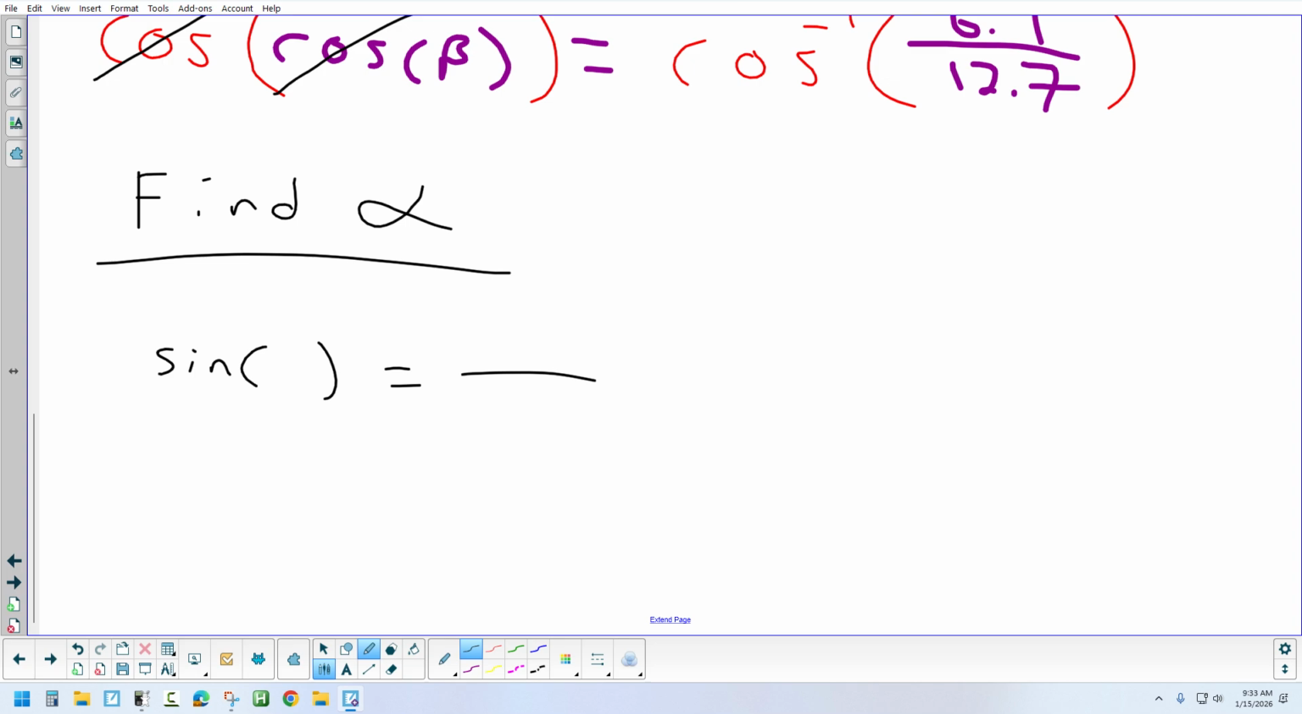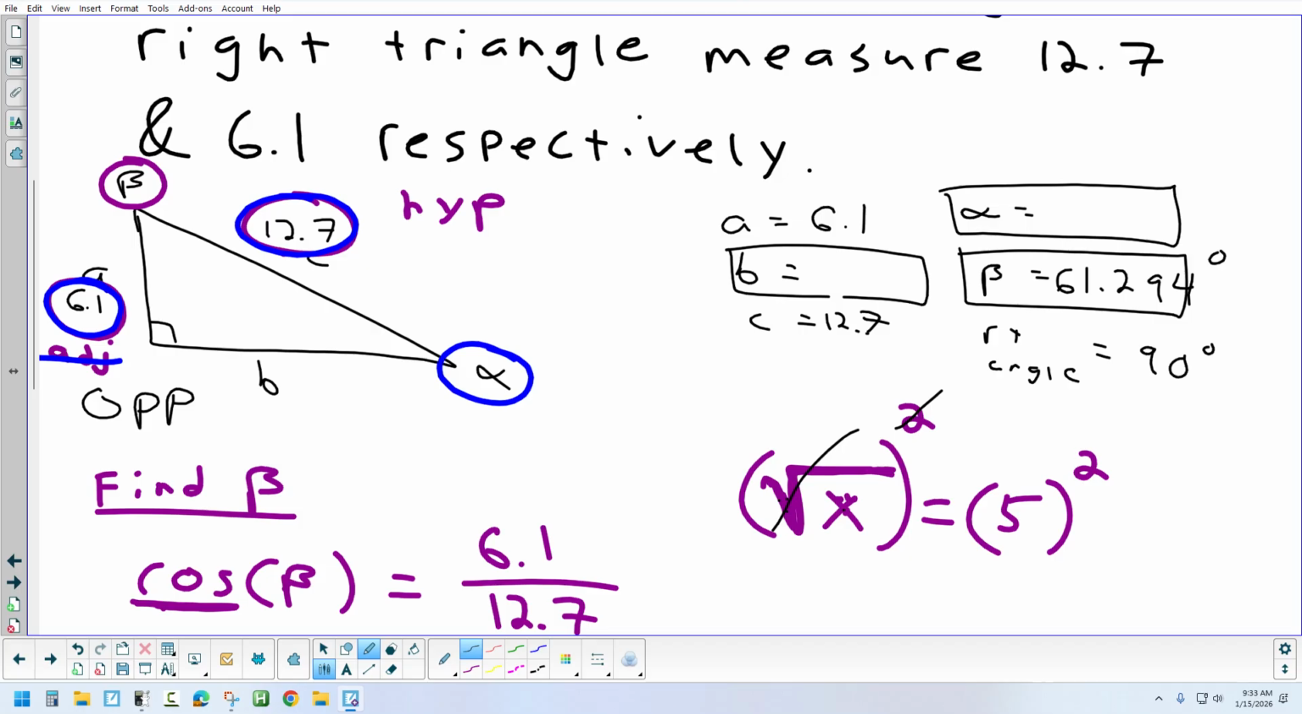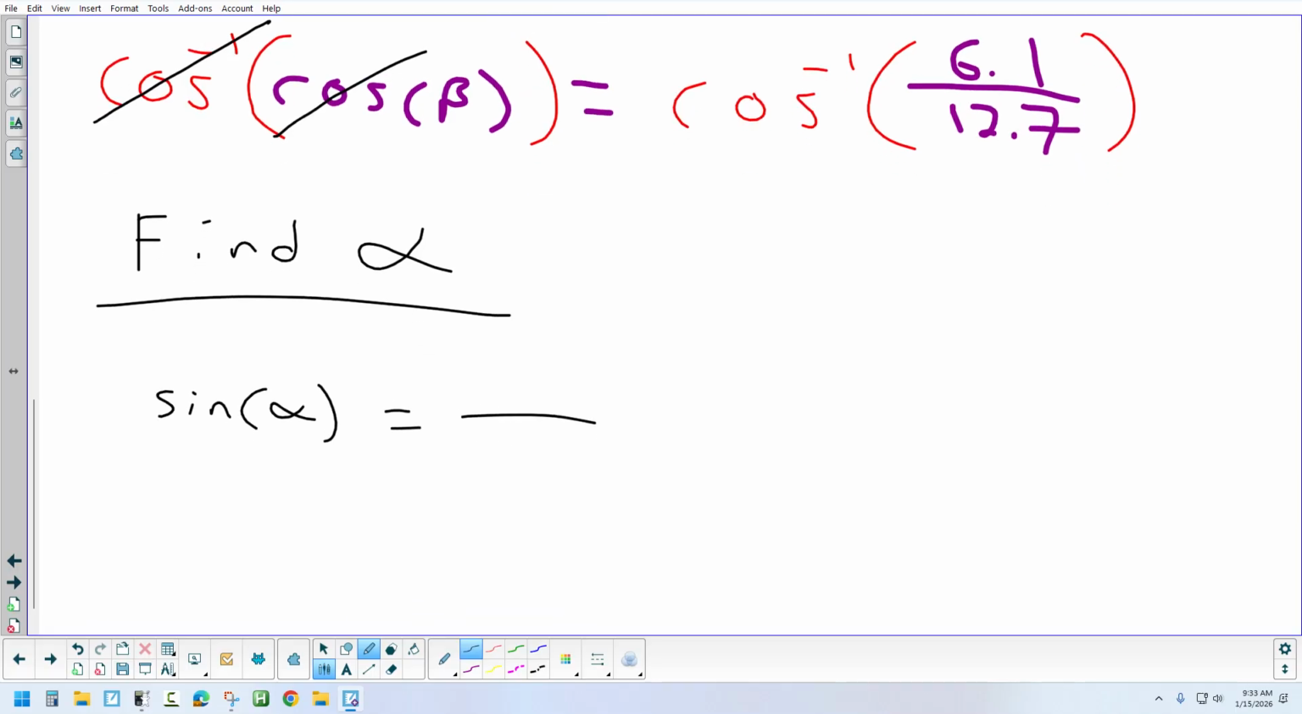We already know what we're filling in for the angle. That's alpha. And what's going to go on the right side of my fraction? Or what's in the fraction? Ethan, can you tell me what goes in my fraction? Jane? 6.1 divided by 12.7. Yep.